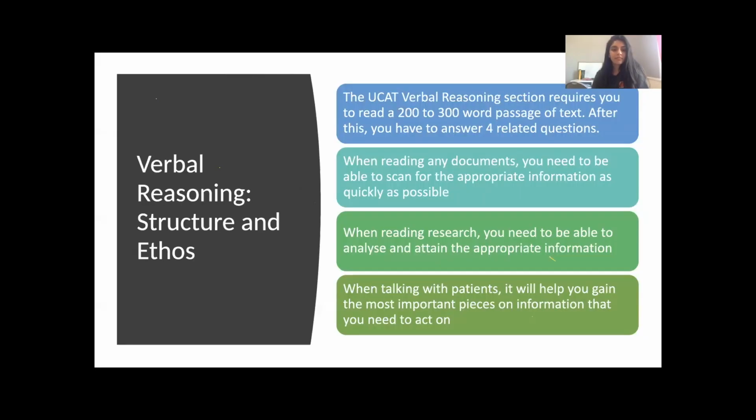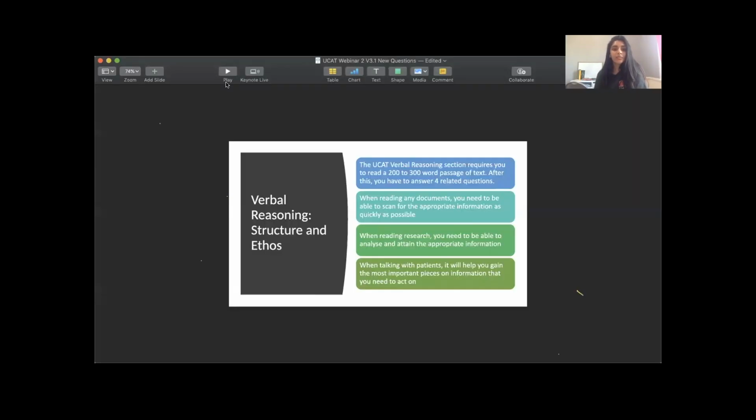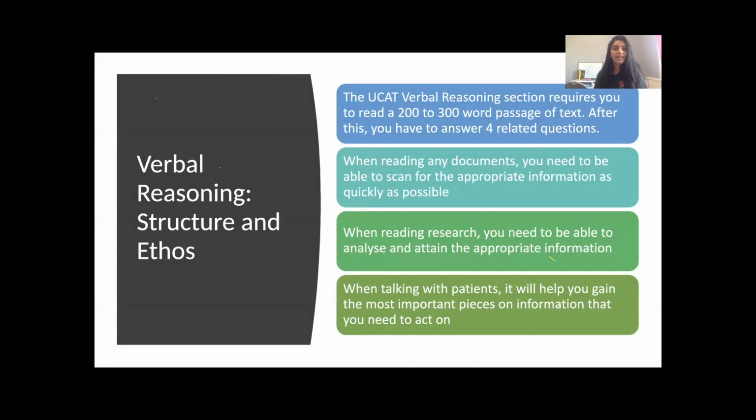So the first section that we're going to talk about is the verbal reasoning section. This section will give you a passage. The passage will have a lot of information in it, and you'll have 4 questions per passage. So you'll have a total of 11 passages, and you'll have 44 questions.